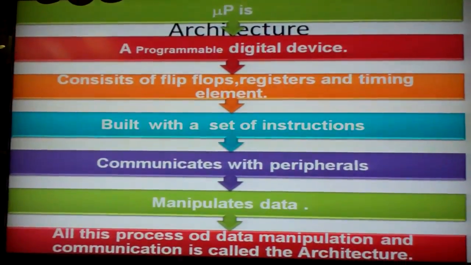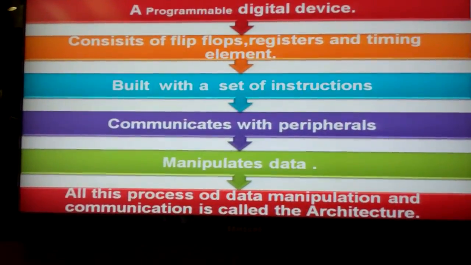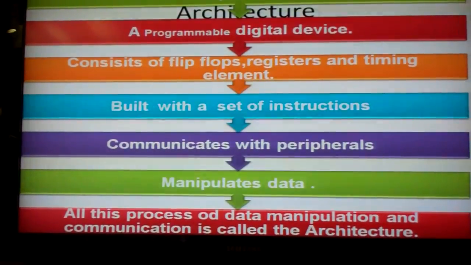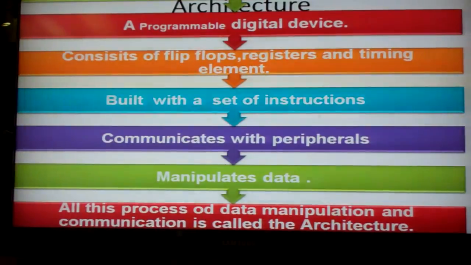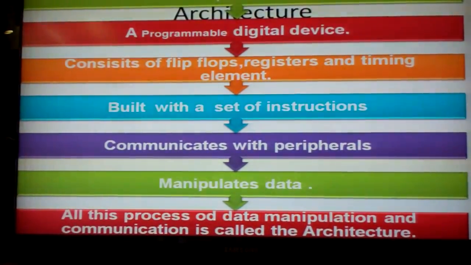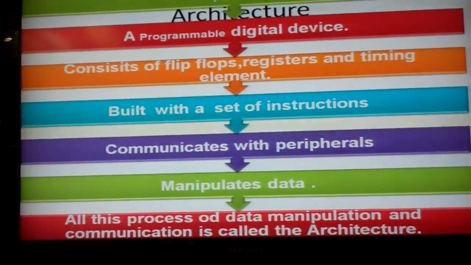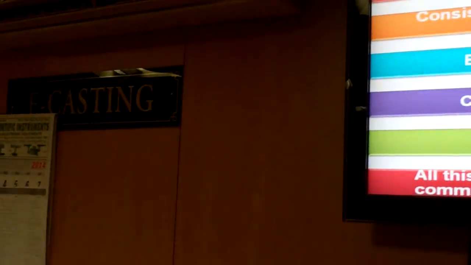If that is the case, what is the architecture of a microprocessor? It's a programmable digital device. It consists of flip-flops, registers and a timing element. It is built with a set of instructions and communicates with the peripherals. What are the peripherals? They can be an input device, output device, memory or any other devices. It also manipulates the data. All this process of manipulation of data is called the architecture.